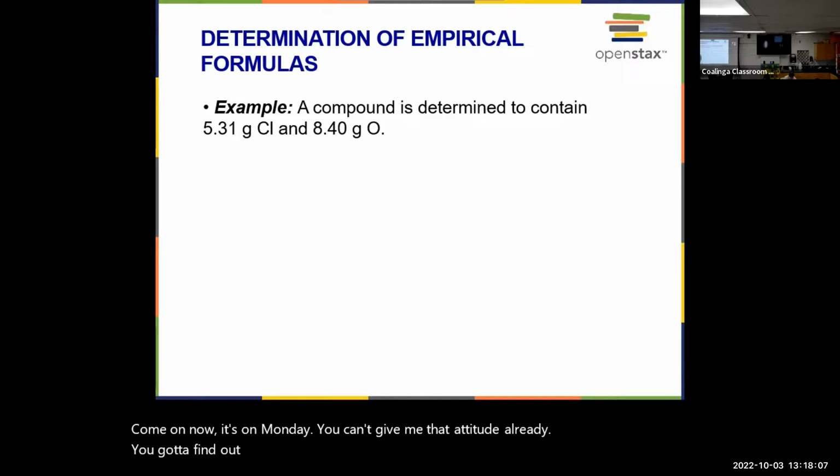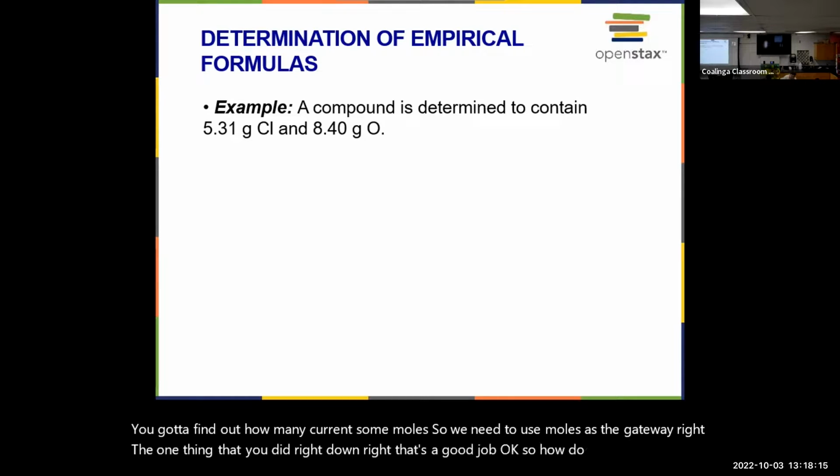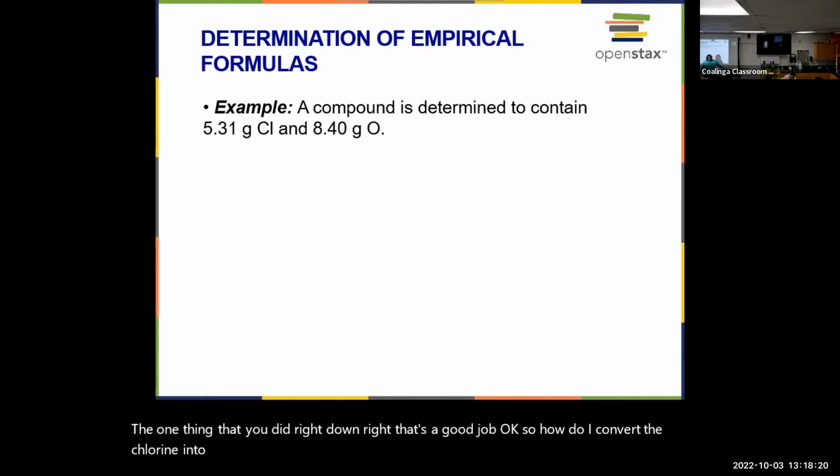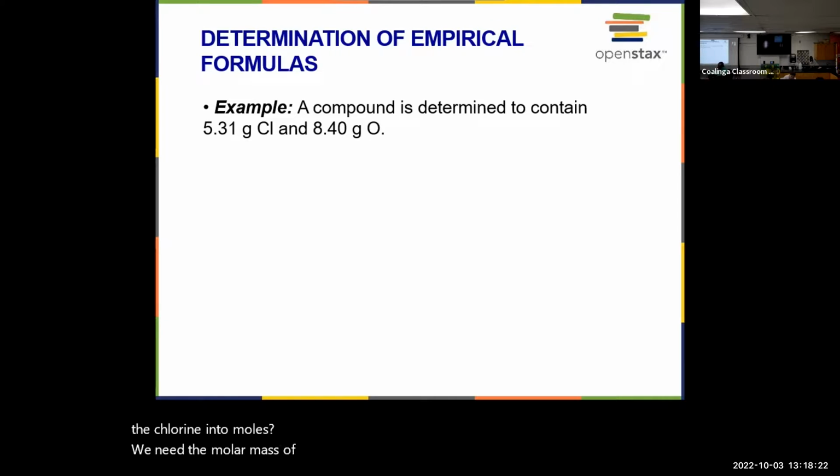We're in some moles. So we need to use moles as the gateway. The one thing that you need to write down. Okay, so how do I convert the chlorine into moles? You have to know how much one mole is. We need the molar mass of chlorine. So what is the molar mass or the atomic mass of chlorine?